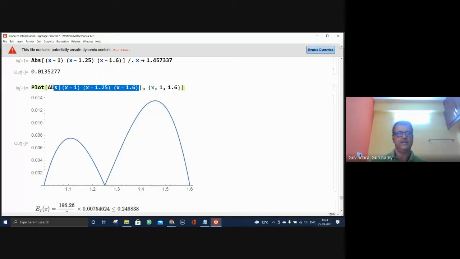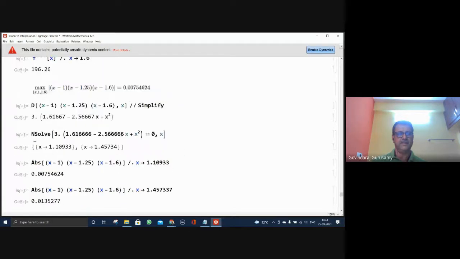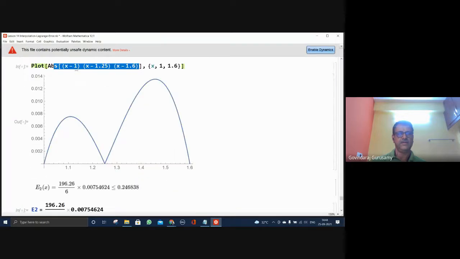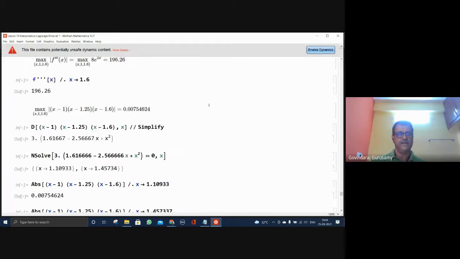And for this, we are finding the maximum of x minus 1, x minus 1.2, x minus 1.6. So when I plot this, I have a function here. Then you can differentiate it, set it equal to 0, and solve that to get the points. Substitute those points into this, and that is going to be your number.